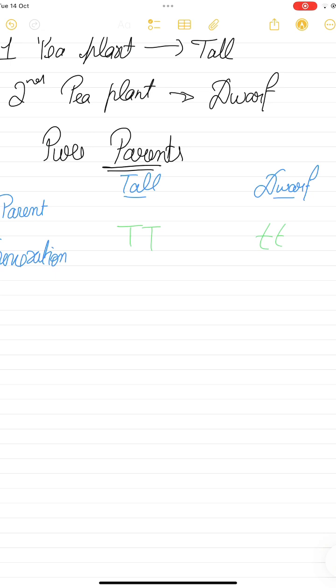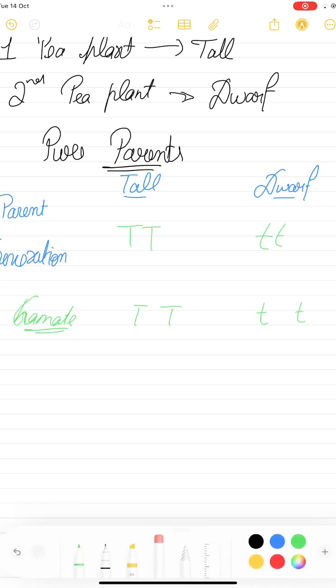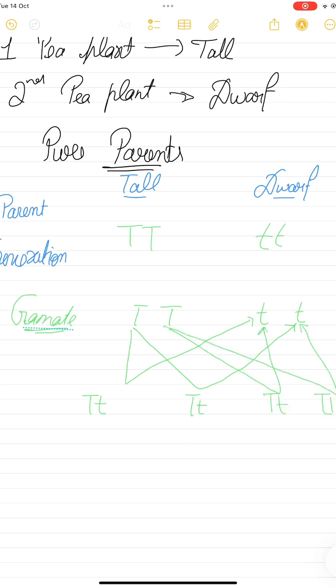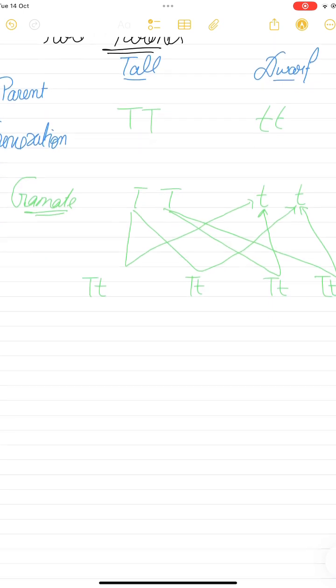He made the gametes. He separated the gametes, meaning the genes, and there are pairs of alleles in one gene. Please do not forget this: there is a pair of alleles. Now we go to the simplest crossing: big T with small t, another big T with small t, and so on for all four. Now you can see all are tall plants.